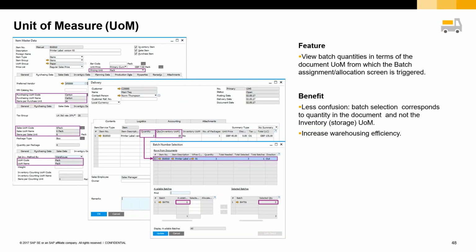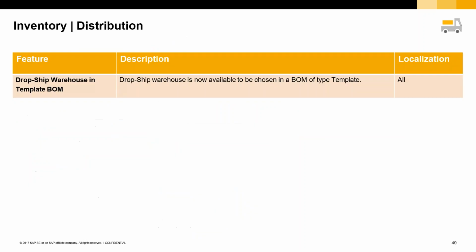For the inventory module, we have as well now you can view your batches based on the inventory UoM, instead of seeing it only on the sales UoM. Dropship warehouses, you can choose it as a template bill of material. I don't think it's relevant for any of our customers.